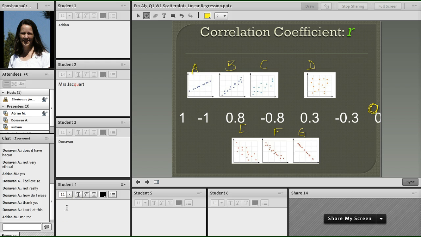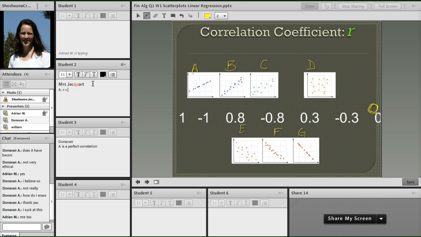What I want you to do, so if you look at my pod, I want you to put A equals, what correlation do you think A is? What do you think? Oh no, you know what I'm going to do? I'm going to do A colon R equals. Yeah, because we want to know what's an R.